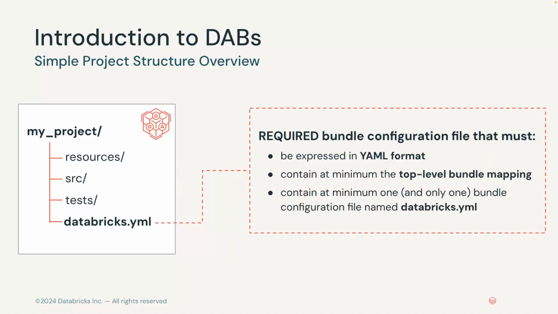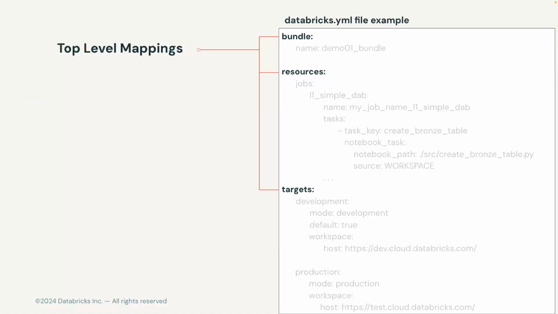The Databricks.yaml file is a required bundle configuration file used to deploy your Databricks assets. The file must be expressed in YAML format, contain at minimum the top-level bundle mapping, and contain at least one and only one bundle configuration file named Databricks.yaml. The Databricks.yaml file is key to your bundle. Let's take a look at a simple example.